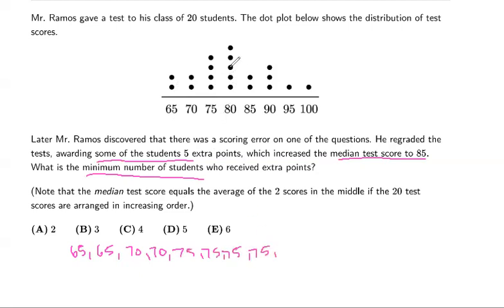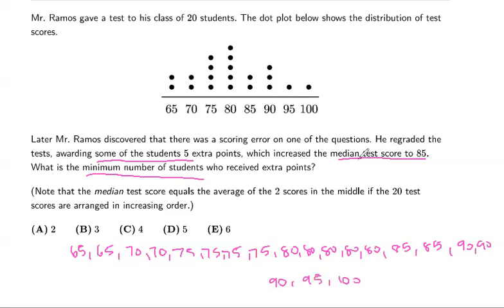And then 1, 2, 3, 4, 5 80s. So 80, 80, 80, and one more. And then you got 2 85s. Okay, and then 3 90s. So let me increase right here. And then 95 and 100.